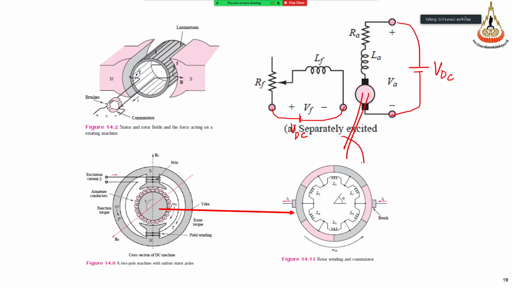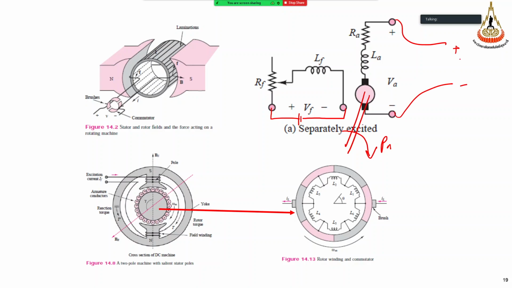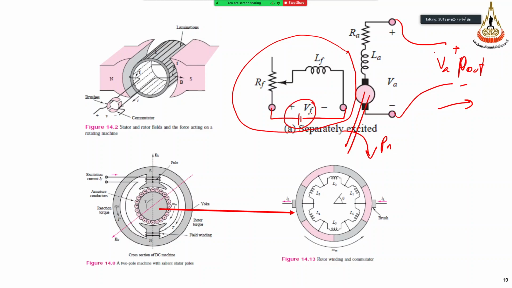Okay, then we will get the P mechanic output for motor mode. In generator mode, we still need the field excitation, right? We need to supply field excitation, and then we drive this machine by mechanical power. We will get P out, as a voltage of this machine here, VA as an output. So the field excitation is always needed when we operate this type of machine. For generator mode, we still need field excitation. But we have some self excitation models that I will talk about later.